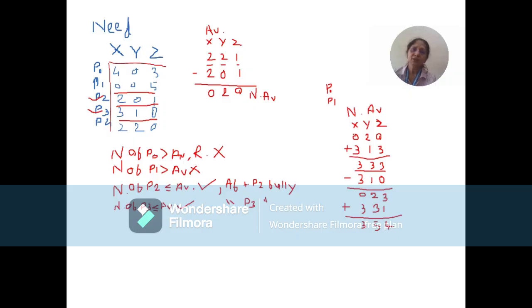Let us go to the next process, which is P4. What is the need of P4? 2, 2, 0. And what is the available vector? 3, 5, 4. Can we grant the request for P4? Yes. So we say that need of P4 is less than or equal to available.